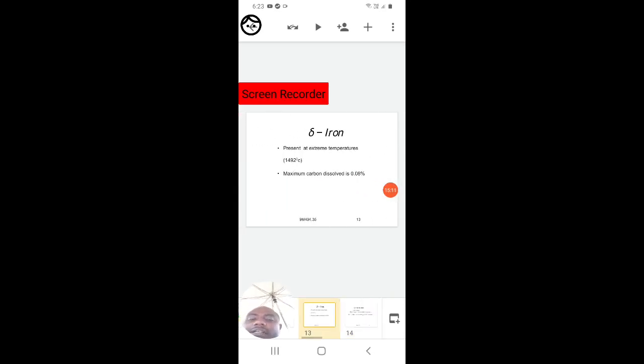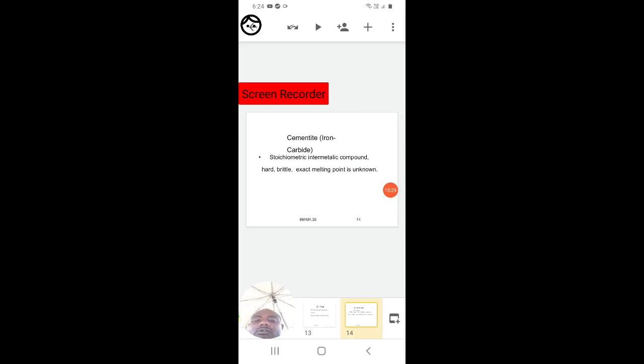Next one, delta iron. Delta iron is present at extreme temperatures, that is 1492 degrees centigrade. The maximum carbon dissolved is 0.08 percentage. One more constituent is cementite, a stoichiometric intermetallic compound, hard and brittle, whose exact melting point is unknown.